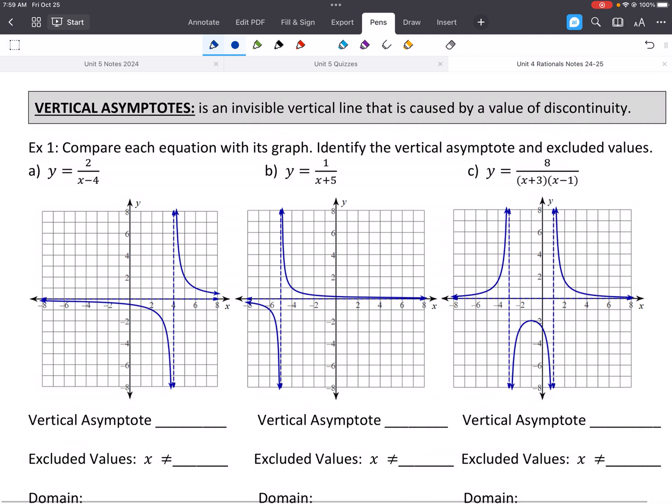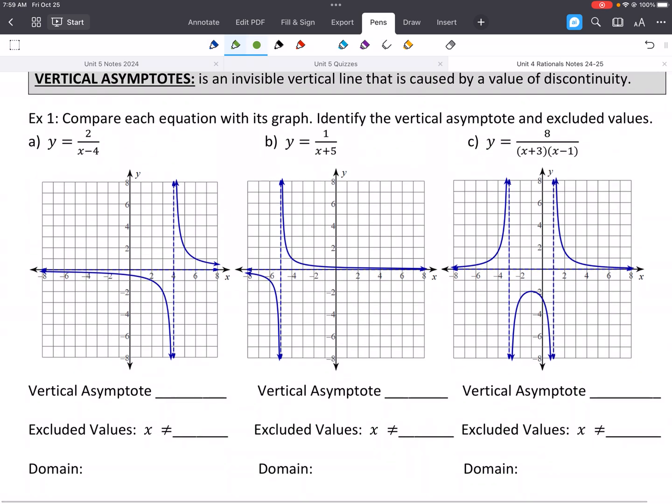So here we've got a few examples. I have these already graphed for you just so you can visualize what's happening. But on your homework, you won't be given the graph. We'll get into the graphs later on. So we're asked to first find the vertical asymptotes. So it's easy to see here, right? It's just this vertical line. We can see them in all of these graphs. We do dotted lines because they're like invisible. They're not actually part of the graph. They just guide the graph.